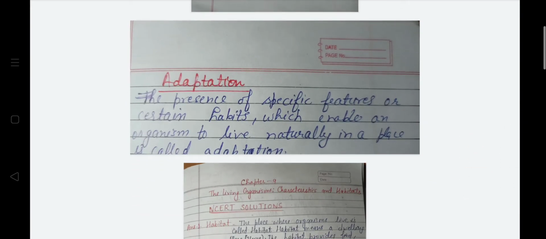Adaptation. The presence of specific features or certain habits which enable an organism to live naturally in a place is called adaptation. हमने इसमें बहुत से एनिमल्स की फीचर्स पढ़ी हैं जिसकी वजह से वे अपने एनवायरनमेंट के अंदर अपने आप को एडजस्ट कर पाते हैं. इस प्रोसेस को एडेप्टेशन बोलते हैं.